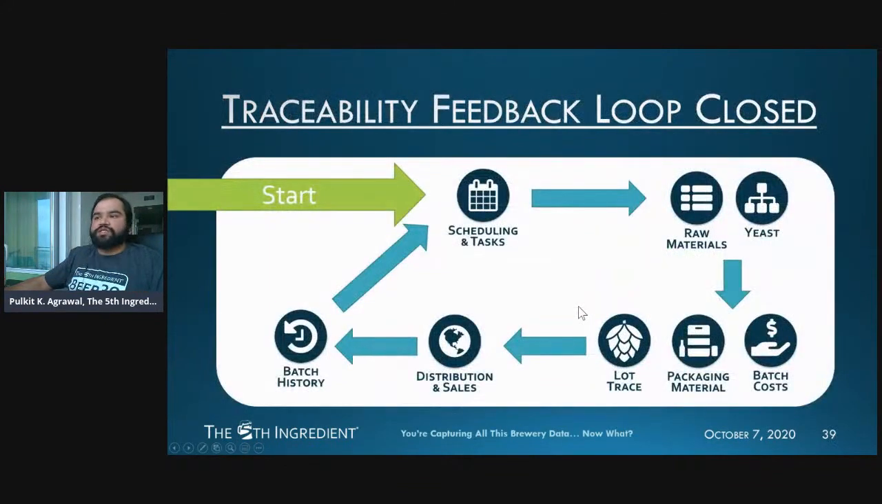So again, with this, now we have gone ahead and literally closed that entire feedback loop, where we've gone from starting, scheduling and task management, all the way into raw materials yeast, batch costing, raw materials and packaging material costing, distribution and sales, batch history, and then again, going in this circular manner.